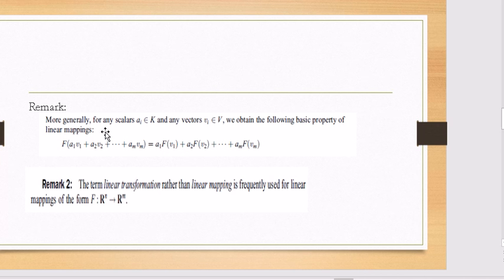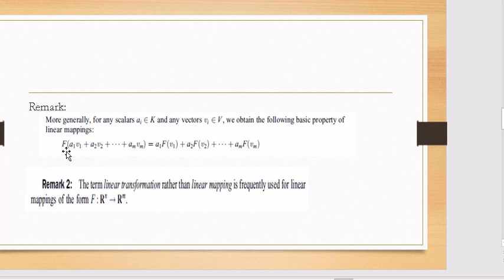Here is a remark about the definition. The definition of linear mapping can be applied to get this relation. Now here the ai's denote the scalars and the vi's denote the vectors, and by applying the definition of linear mapping we obtain the following basic property of linear mappings.